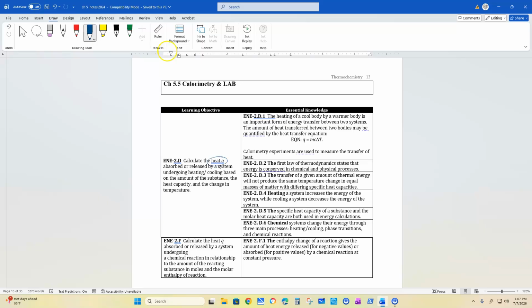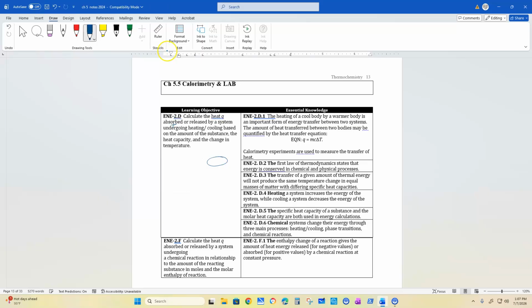Calculate heat that's either absorbed or released by a system undergoing either heating or cooling based on the amount. So we're going to talk about mass and something called heat capacity and change in temperature. So we've got delta T, we've got mass coming in, and this thing called heat capacity. In this one learning objective, we have 6 subtopics that we have to talk about.